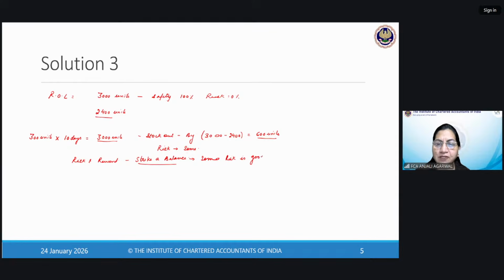Now, how much should be the safety stock? That's another question which we can calculate. So I am summarizing what we talked about, that reorder level has two formulas. One, maximum consumption into maximum time.